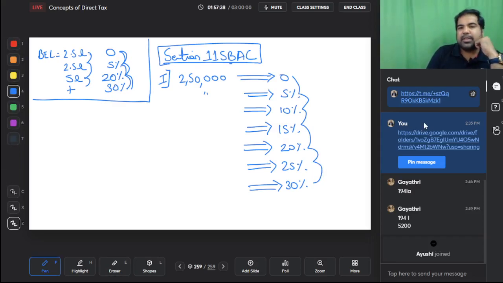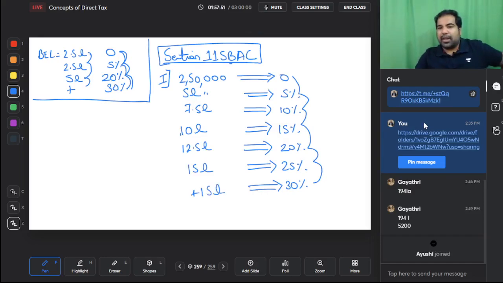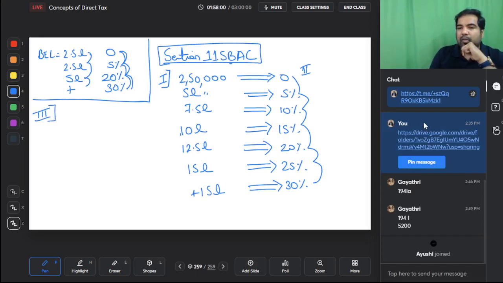And this is 5 lakhs, this is up to 7.5, this is up to 10, this is up to 12.5 lakhs, this is up to 15 lakhs, and this is more than 15 lakhs. So this also increases steadily and this also increases steadily. These are two good points. Third good point is that if you are in 115BAC, then alternate minimum tax will not apply. These are some good points about 115BAC.